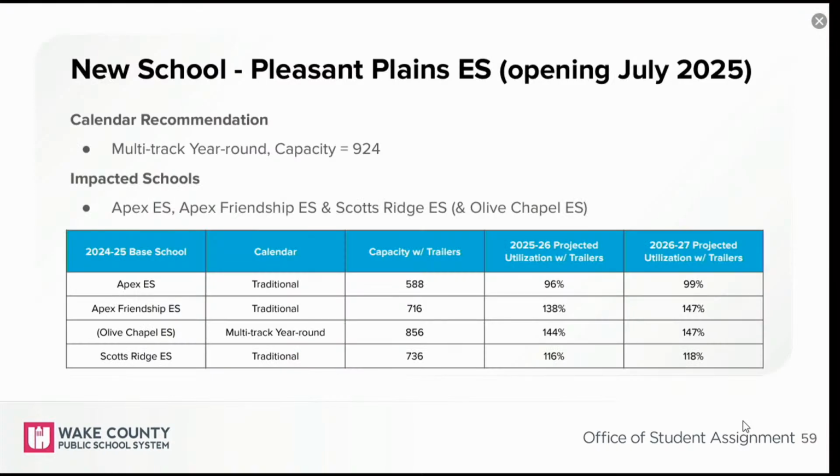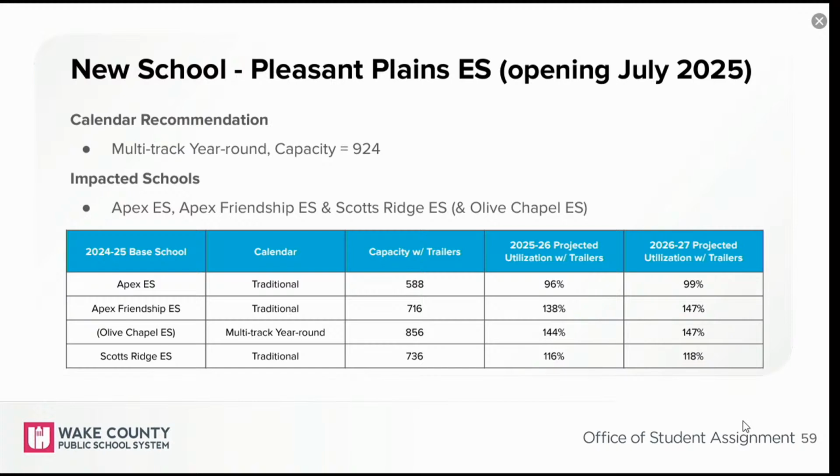The school that we are projecting to open is a multi-track year-round school, again with a capacity of 924. Similarly, there are no other elementary schools projected to open in this area, and there are several capped schools in this region. So from a stewardship perspective, staff recommends opening it as multi-track year-round to give us as much runway as possible in this region.